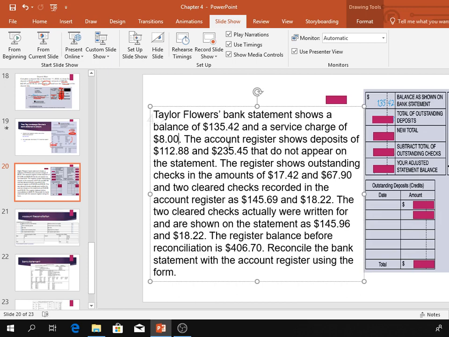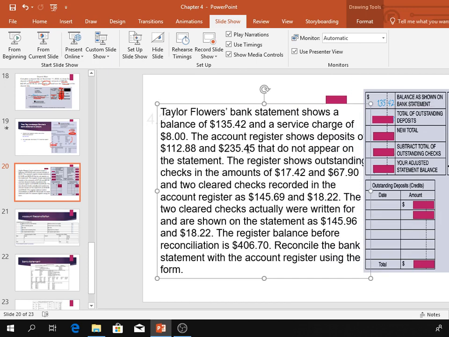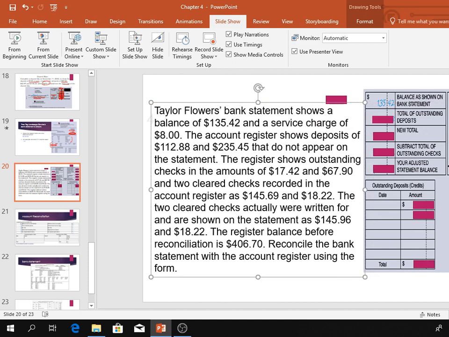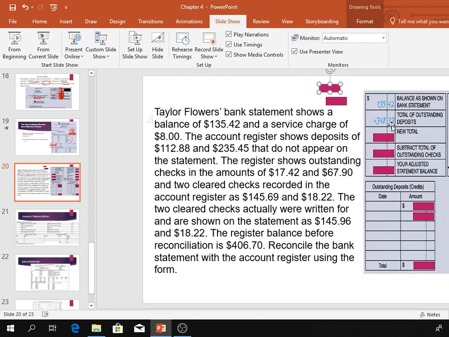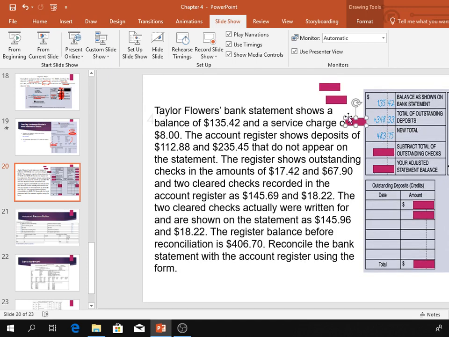The account register shows deposits of $112.88 and $235.45 that do not appear on the bank statement. So these are examples of outstanding deposits because they did not show up on my bank statement, but I wrote them down in my register. If you add those two together, you get $348.33. Those are your outstanding deposits. So I can now get my new total by adding them because those are deposits.